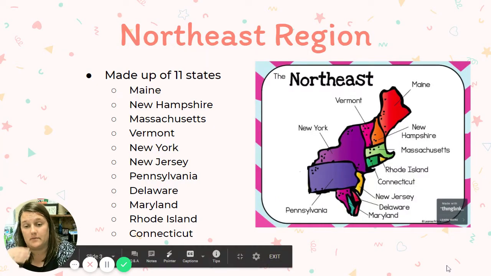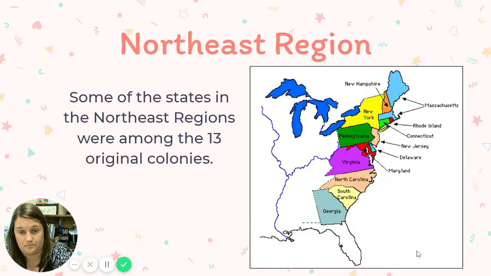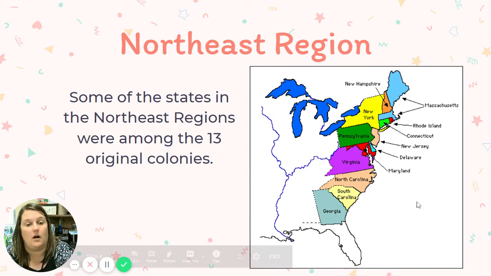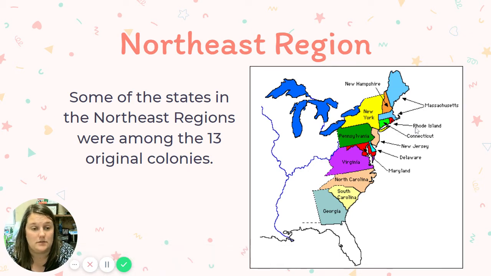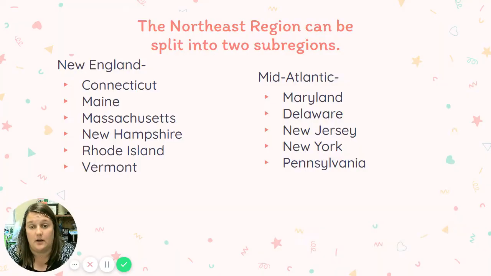So that Northeast region, remember, it is made up of 11 different states. Some of those states in the Northeast region were among those 13 original colonies. So here are our 13 original colonies. So we still have New Hampshire, Massachusetts. So Maine used to be part of Massachusetts, Rhode Island, Connecticut, New Jersey, Delaware, Maryland, Pennsylvania. These are all Northeast states that were part of those 13 original colonies. So the history in this area is very, very rich, okay?